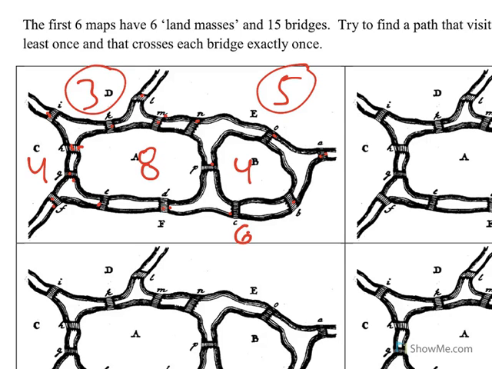So as long as we start in D, if we start outside of E, we have to end in E. So if I start outside D, I have to end in D. So the trick is to start inside D and plan to end inside E.